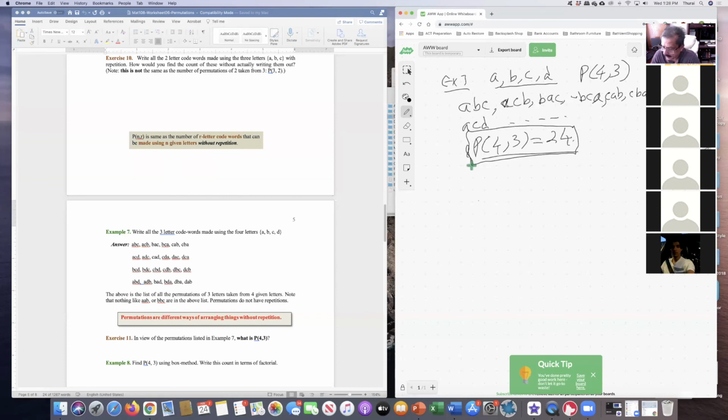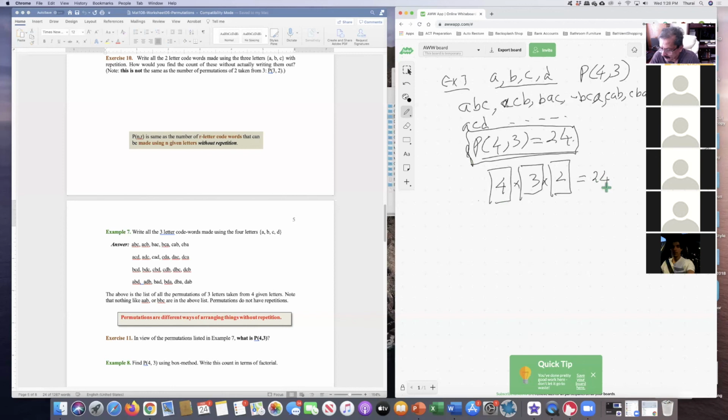We are making code words consisting of 3 letters. So that means 3 boxes to fill. And then you ask the question, in how many ways can I fill the first box? 4, and then 3, and then 2. And if I multiply them, what am I getting?